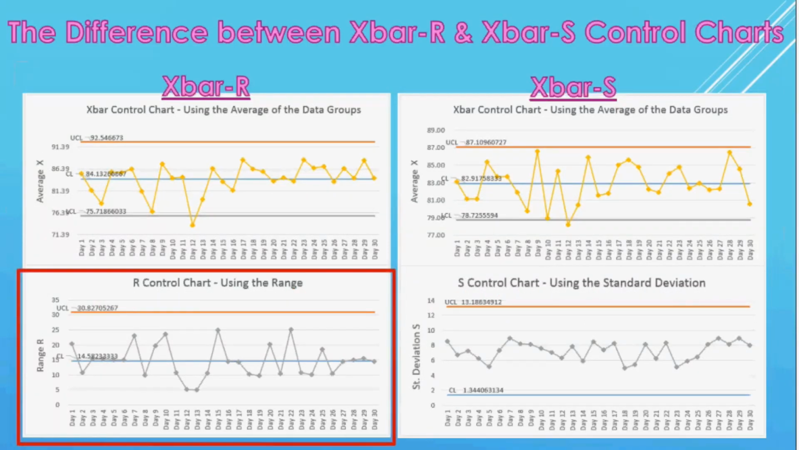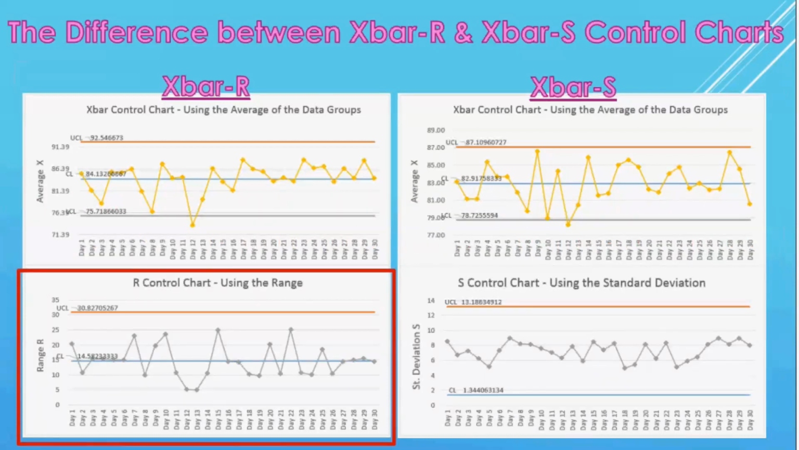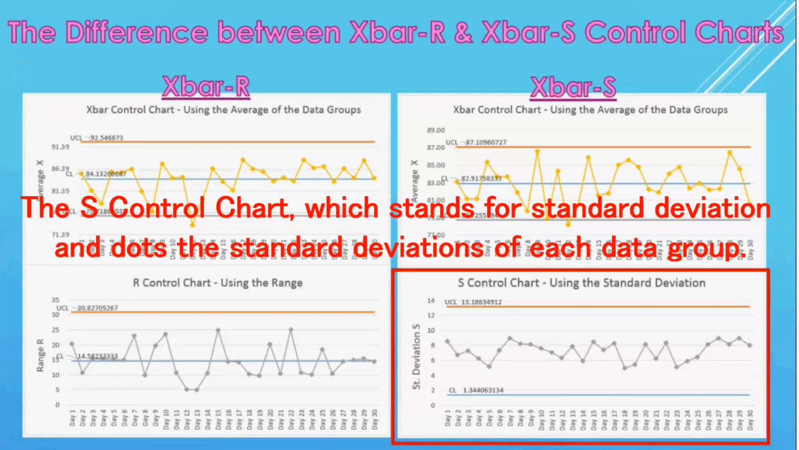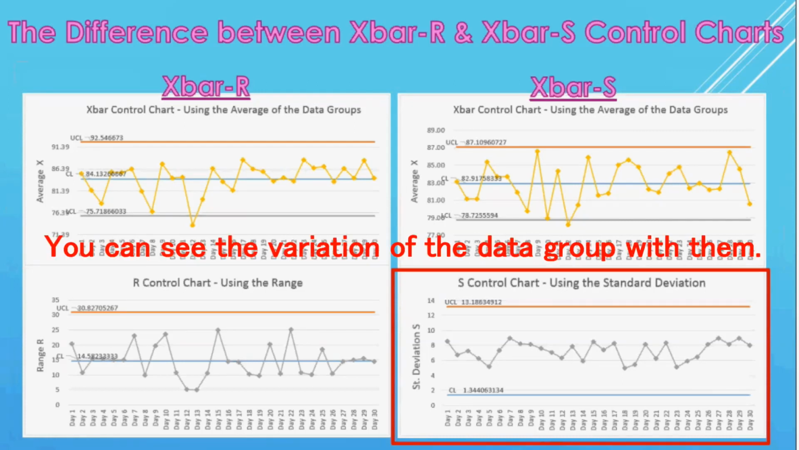The lower half of the Xbar R is the R control chart. R stands for range and is the difference between the maximum value and the minimum value of each data group. The R chart dots the range values in chronological order. On the other hand, the lower half of the Xbar S is the S control chart, which stands for standard deviation and dots the standard deviations of each data group.